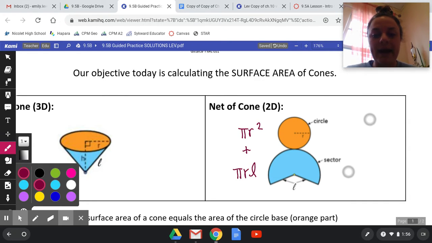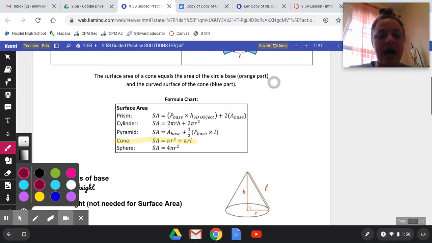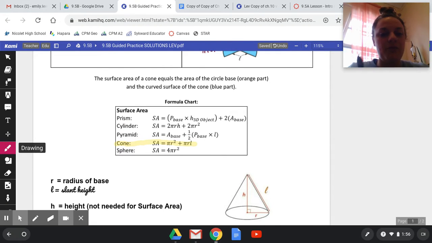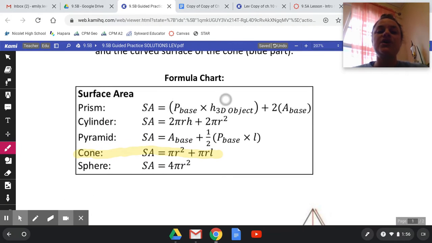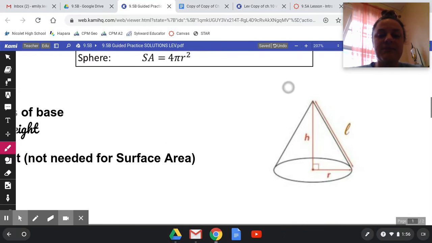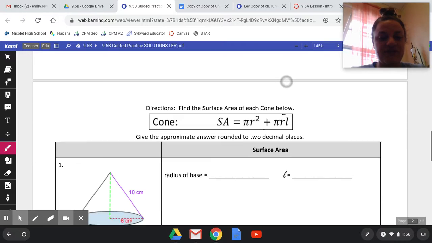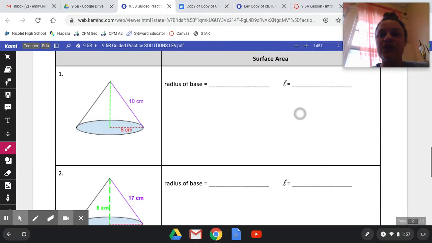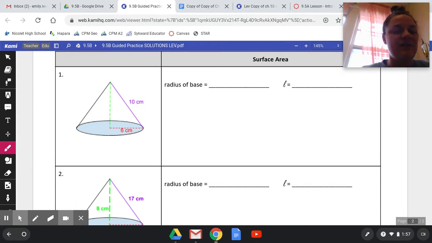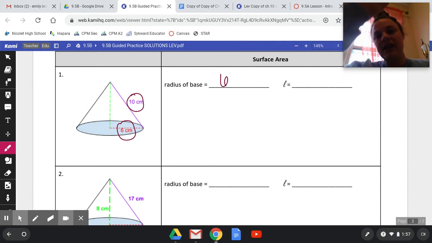For right now, we are just going to focus on applying this formula. Surface area equals pi r squared plus pi r L. We do not need the height for finding the surface area of a cone. First thing that we want to do is find the radius of the base. In this case, it is given to me. My radius of my circular base is 6 centimeters, and then my slant height is that diagonal, that is 10 centimeters.